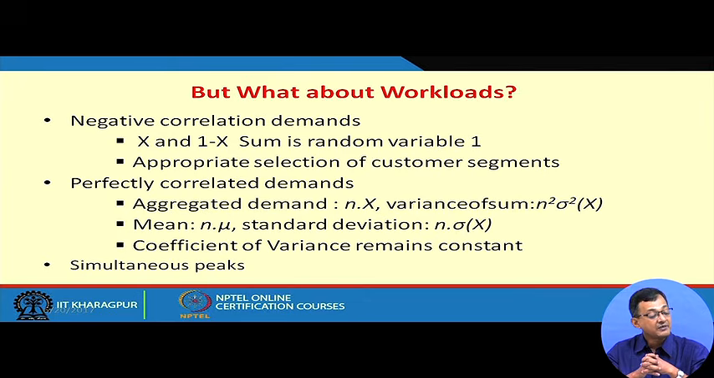Perfectly correlated demand: if the demands are perfectly correlated, the aggregate demand will be n x, the variance will be n square sigma square x, the mean will be n mu, and the standard deviation scales likewise. The coefficient of variation remains constant. So, with perfectly correlated demand, it stays a constant.